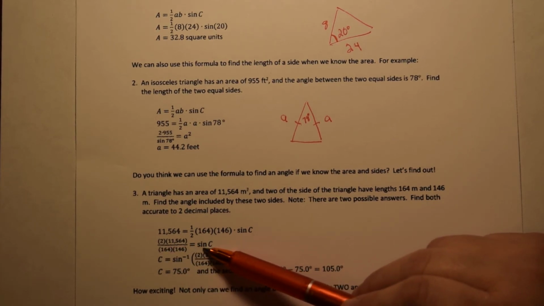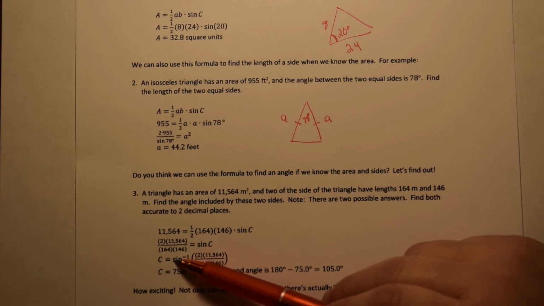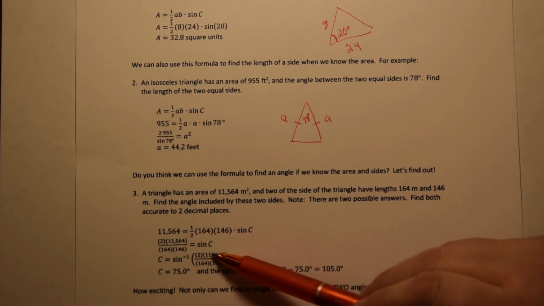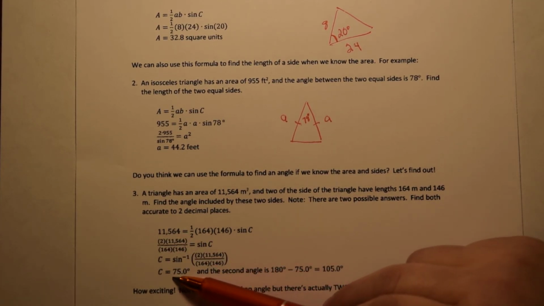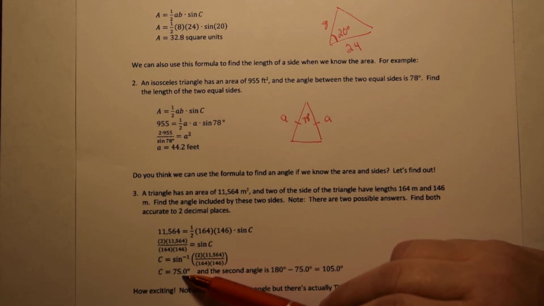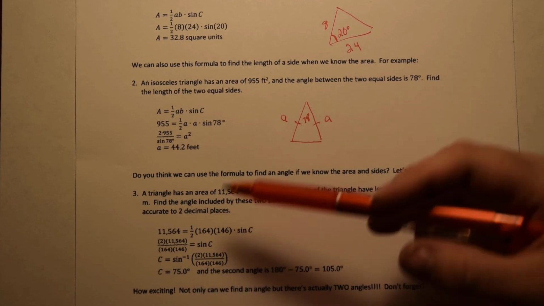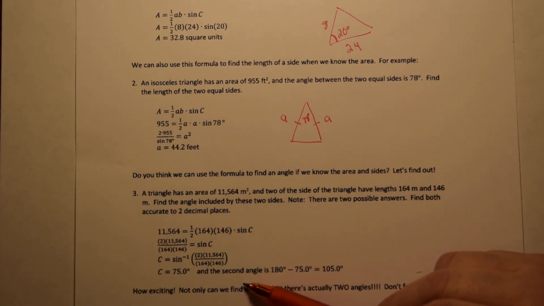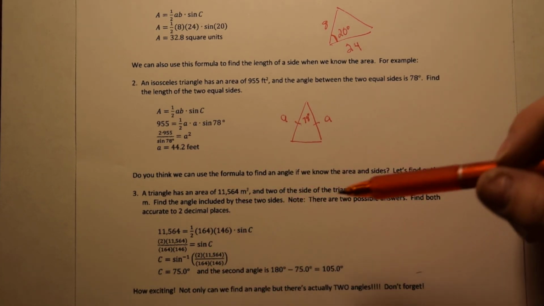To get C by itself, take the inverse sine. So inverse sine of all of this. We'll type that in our calculator. And we get 75.0 degrees. But then it wants the second angle.